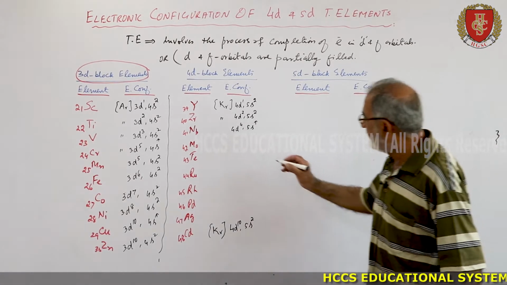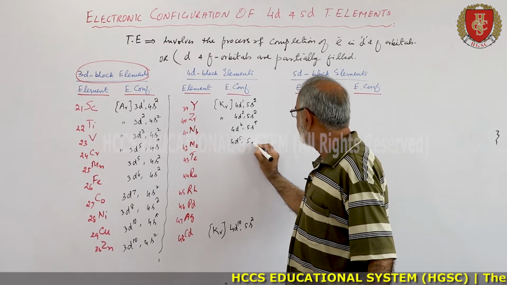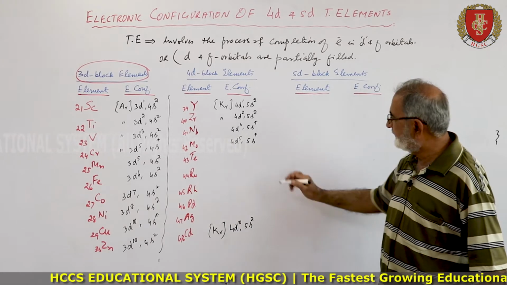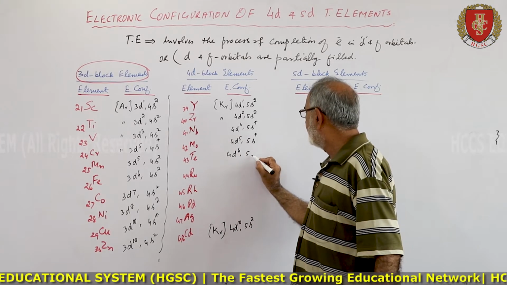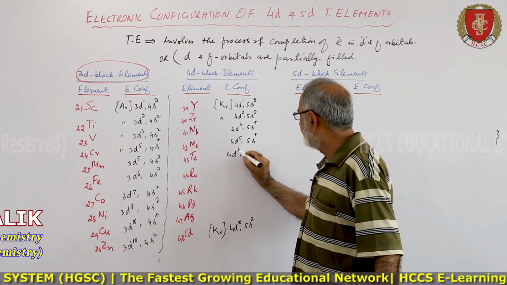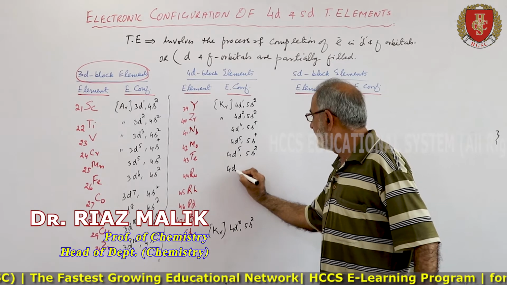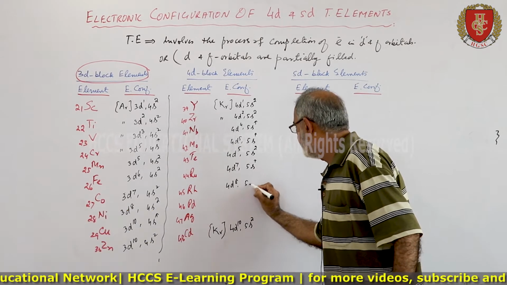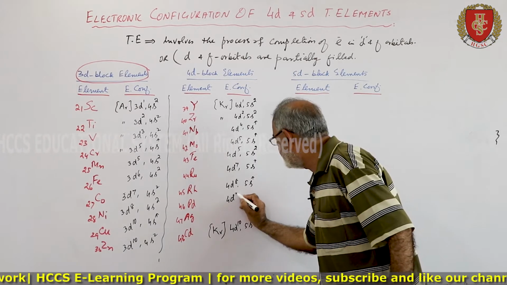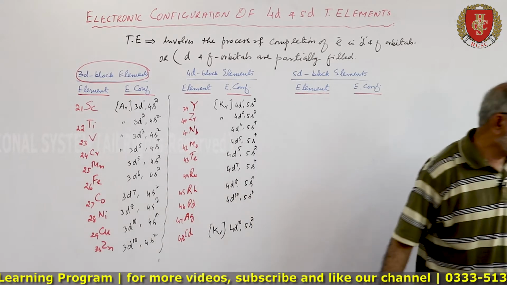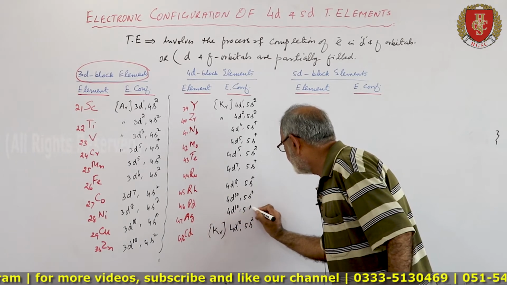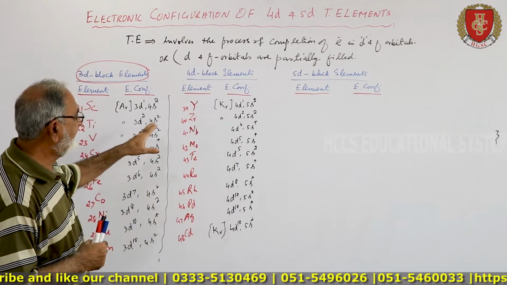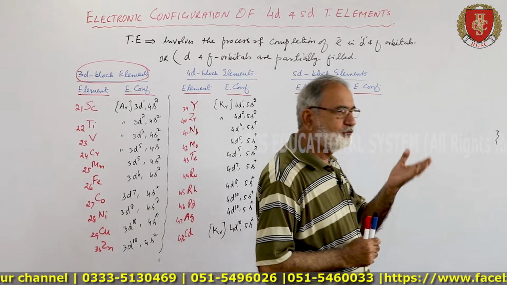And similarly here you can also write 4d5 5s1, and similarly 4d6 5s1, 4d5 5s2, 4d7 5s1, 4d8 5s1, 4d10 5s0, 4d10 5s1. Now these electronic configurations are basically based on two factors.